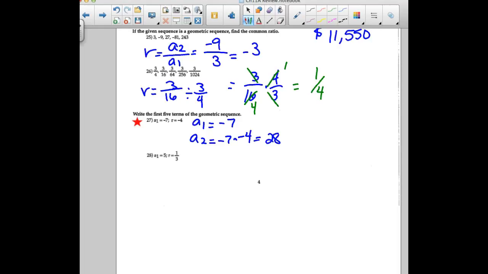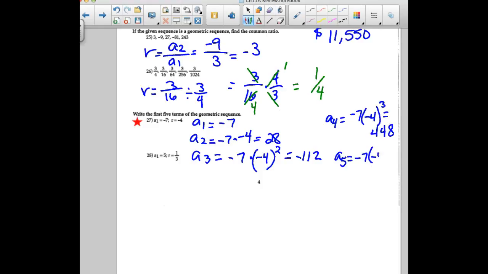My third number is going to be -7 times -4 twice, right? N minus 1 is my exponent, and 3 minus 1 would be 2. That gives me -112. My fourth term is going to take -7 times -4 to the third power. We should get 448 for that. And my fifth term would be -7 times that R value to the n minus 1, or fourth power, -1,792.